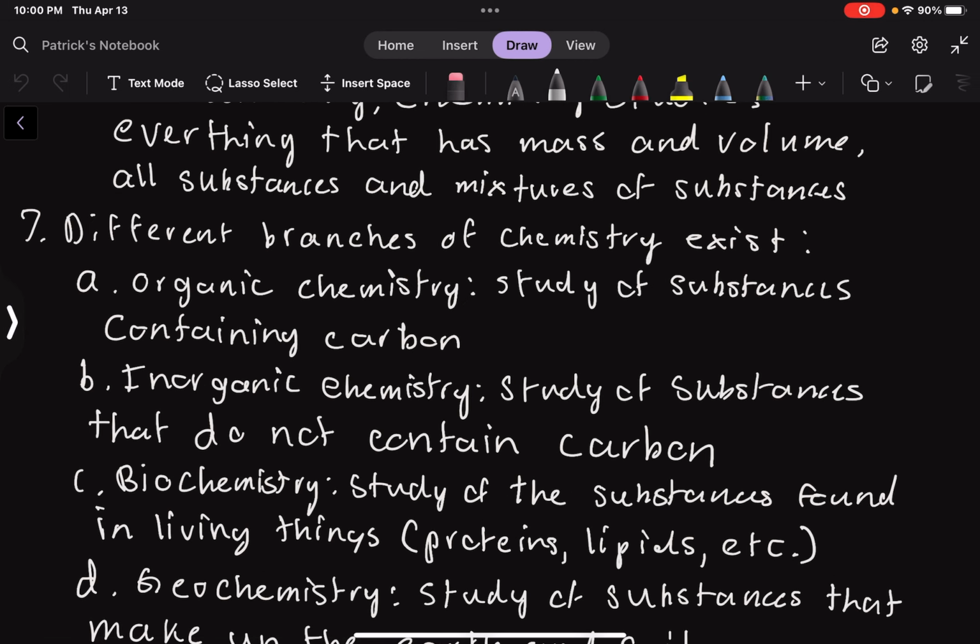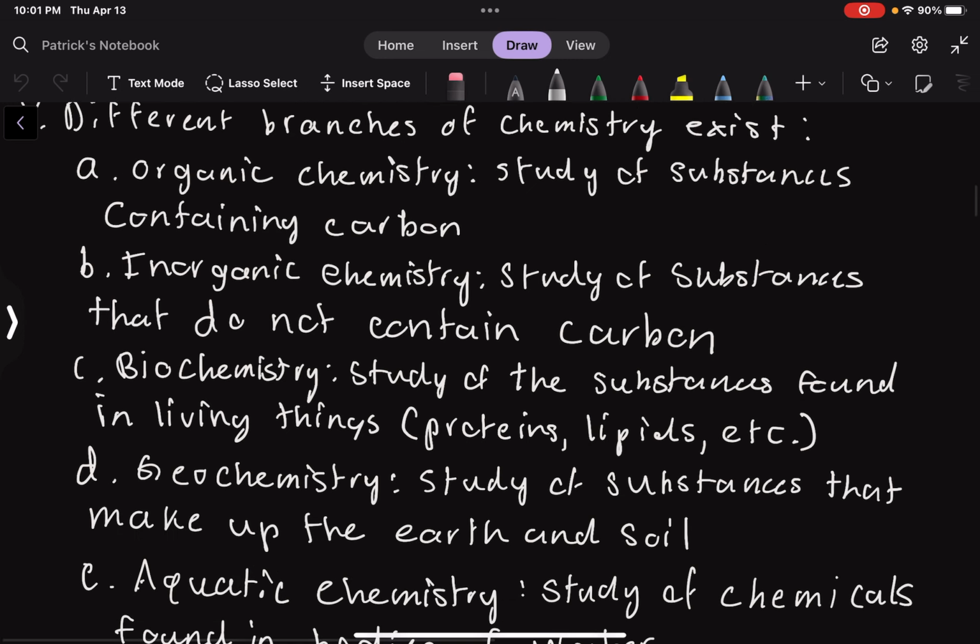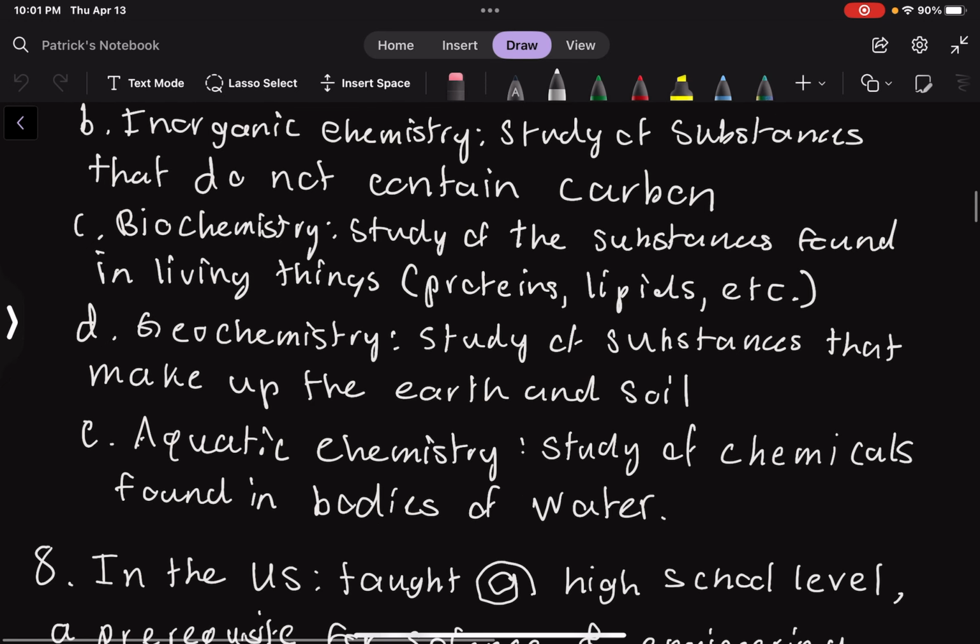Chemistry itself can be subdivided into many different branches depending on the type of substance being studied. Organic chemistry, for instance, is the study of substances containing carbon, whereas inorganic chemistry is the study of substances that do not contain carbon. Biochemistry is the study of the substances that make up living things, such as proteins and lipids. Geochemistry is the study of substances that make up the earth and the soil. And finally, aquatic chemistry is the study of chemical substances that are found in bodies of water. Aside from the fields of chemistry listed here, there are many other fields, such as physical chemistry, analytical chemistry, and so forth.